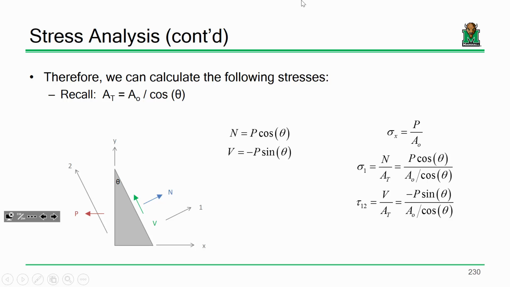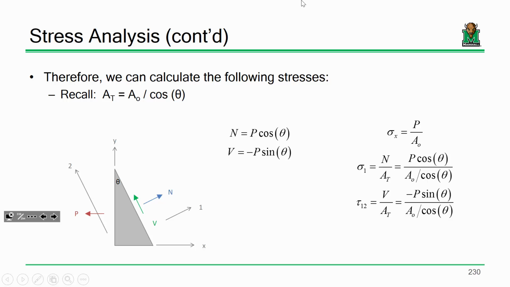Make sense? All right? The V component also generates stress. I propose it generates shear stress. Shear over a unit area, so shear over that transverse area along that cut. That area is A naught divided by the cosine, and that shear is negative P times the sine.